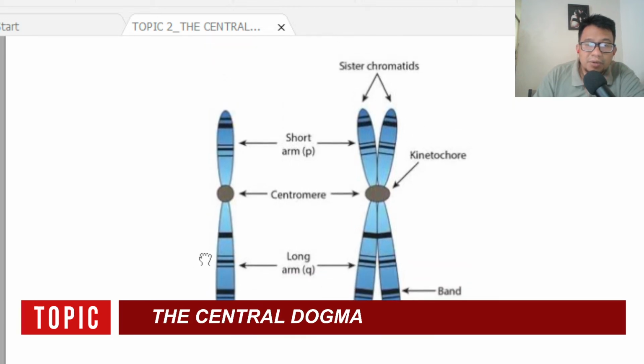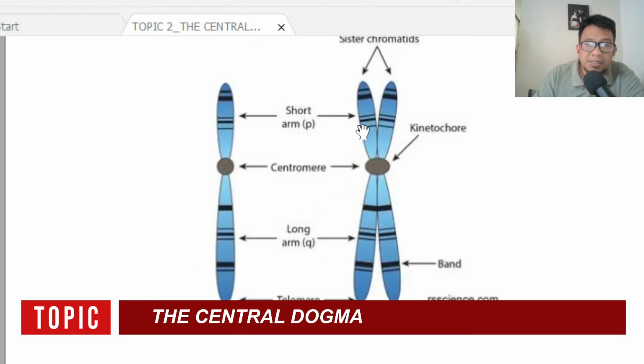You have the chromatids, the sister chromatids. This is actually during the S phase, right? This is the kinetochore, where the sister chromatids attach, and the shorter arm is the P arm, and the longer arm is the Q arm. And the centromere is the centermost region of this chromosome, and it plays a very crucial role, especially during mitotic cell division.